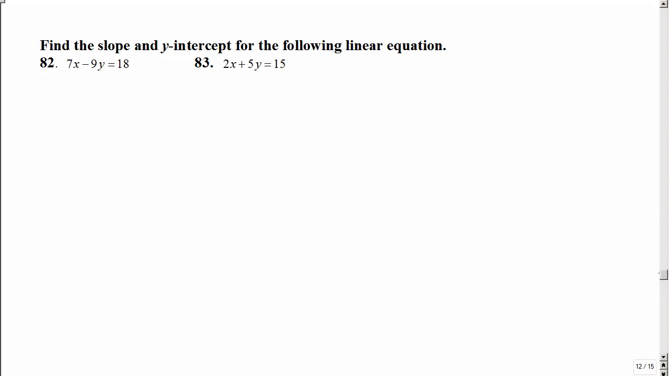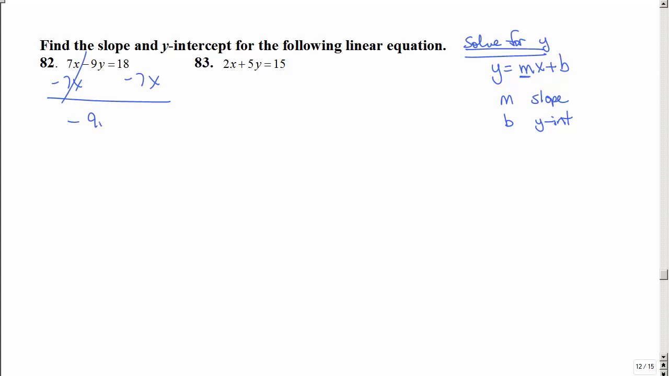These next two say to find the slope and y-intercept. I don't have any points. How do I do that? Well, I need to solve for y, because if I can get it in the form y equals mx plus b, m is my slope and b is the y-intercept. So I need to solve for y, get y by itself. I'm going to subtract 7x. I'm going to divide everything by negative 9.